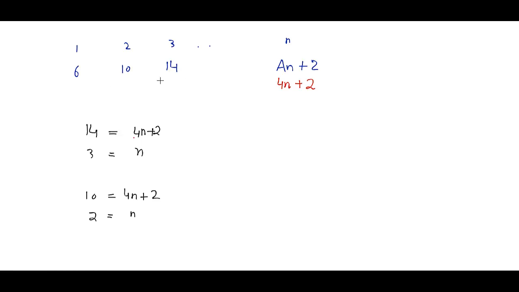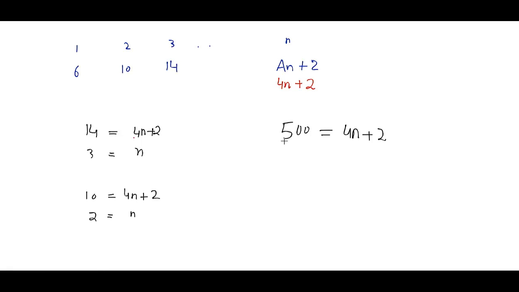Suppose, look at the sequence here. If we have 14 counters, how many patterns can we form? We can form 3 patterns. Let's verify this using this formula. If we have 14 counters, 14 equals 4n plus 2, and after solving this, this is the third pattern. If we have 10 counters, if we plug the values here, 10 equals 4n plus 2, and solving this equation, it will be the second pattern number.